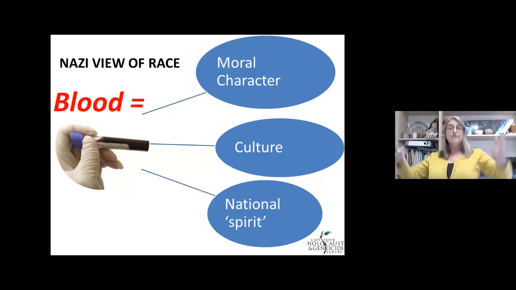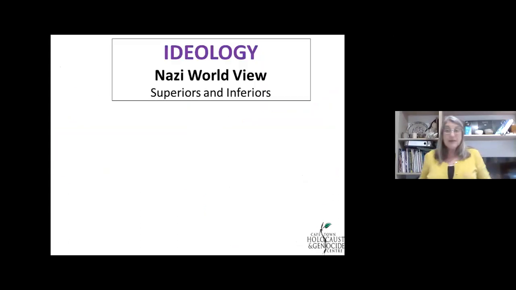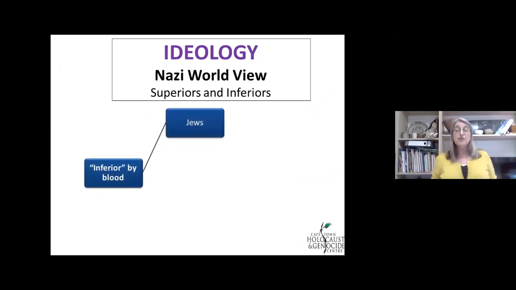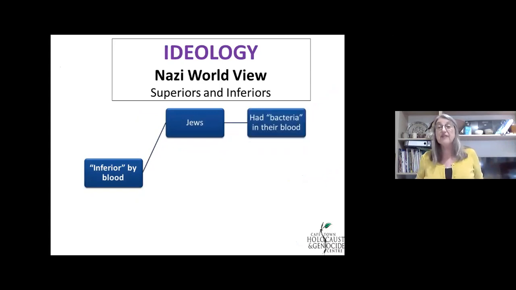Your culture, if you were a good German or not a good German, and your national spirit, if you were for the country or against the country. This is what existed in your blood. And if you were a good German, a good so-called Aryan, then you had good, pure blood that could be traced back 3 generations. However, some people did not have good German blood, according to the Nazis. So while their blood was superior, they believed that certain people's blood was inferior. So Jews, top of the list, had the worst blood. Their blood had bacteria in it, according to the Nazis.